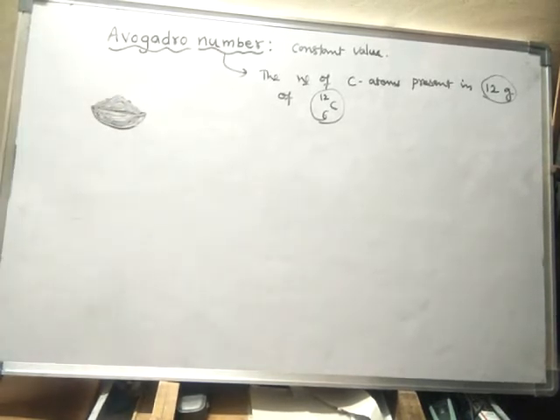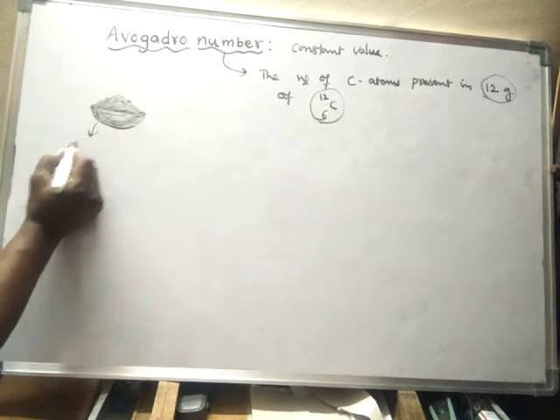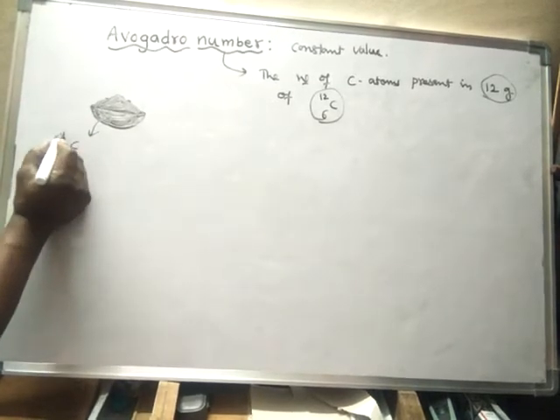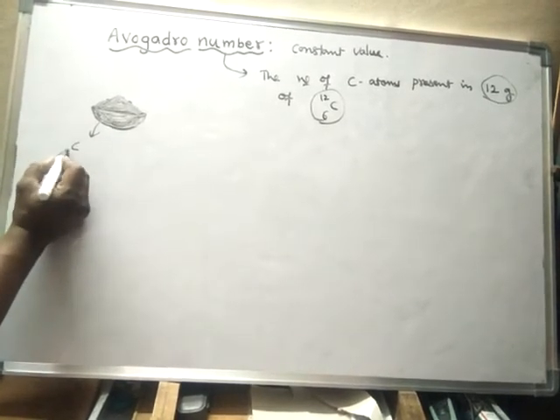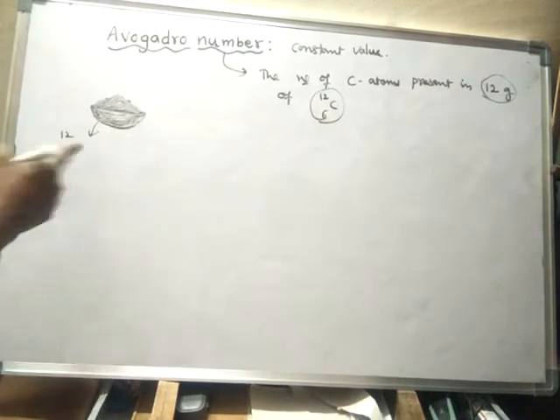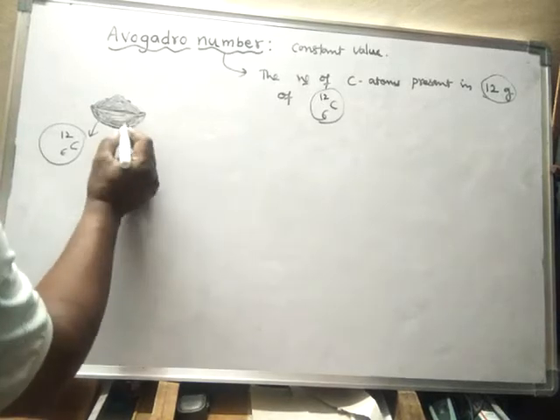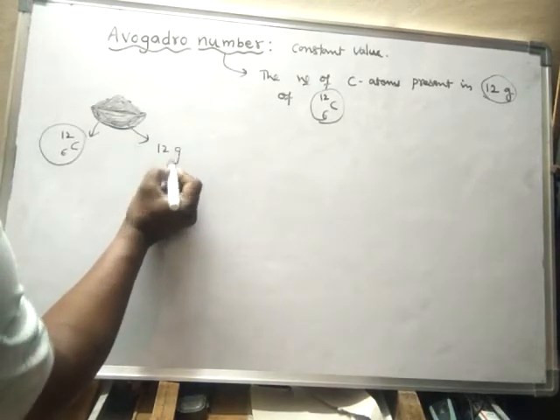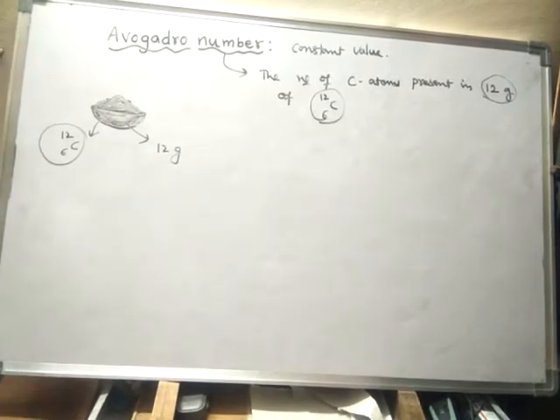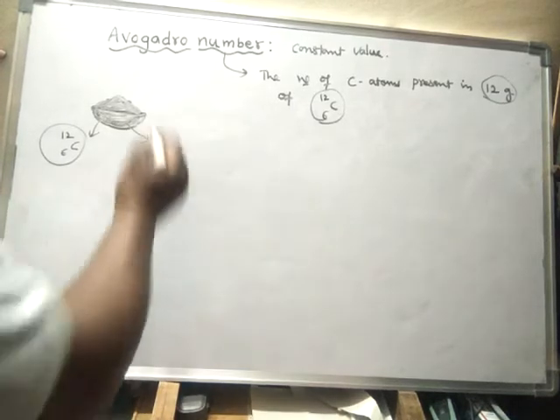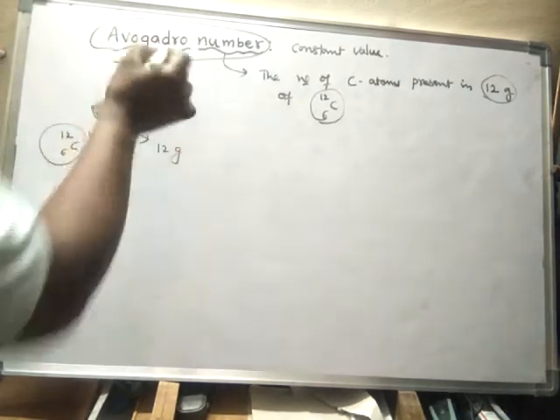If someone says it is carbon, what is this substance? This substance is carbon. How much have I taken? I have taken 12 grams. And if someone asks me to count how many carbon atoms are in it, then I can simply say that there are Avogadro number of carbon atoms.